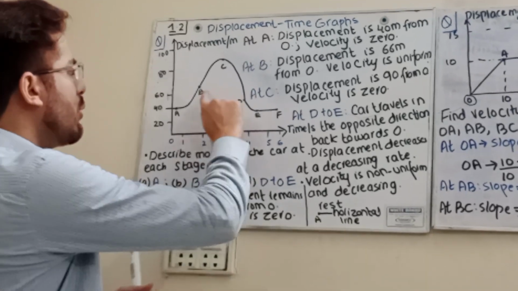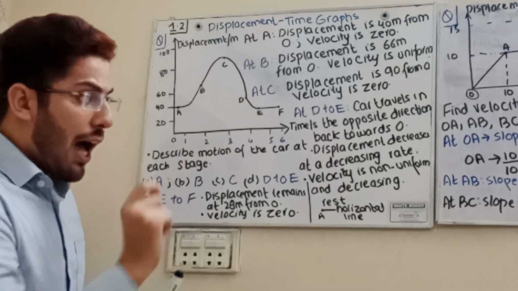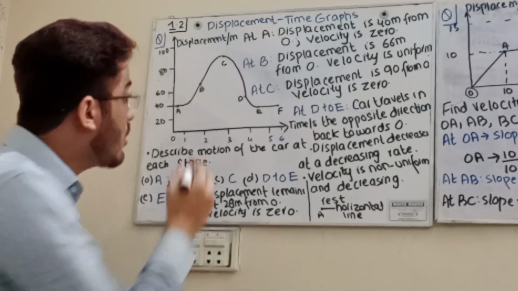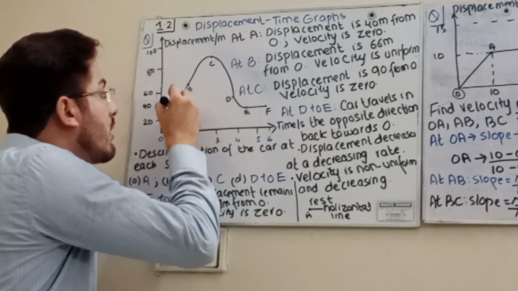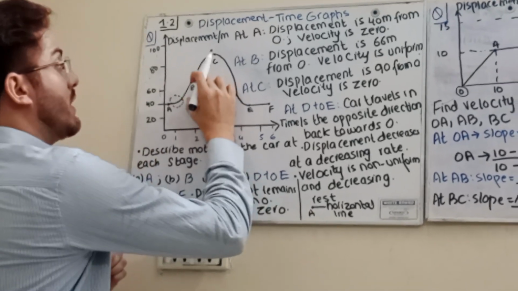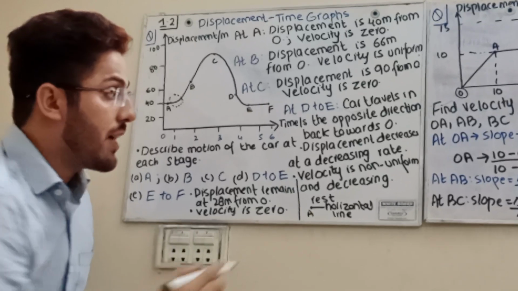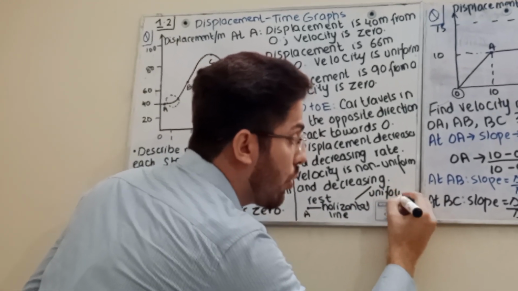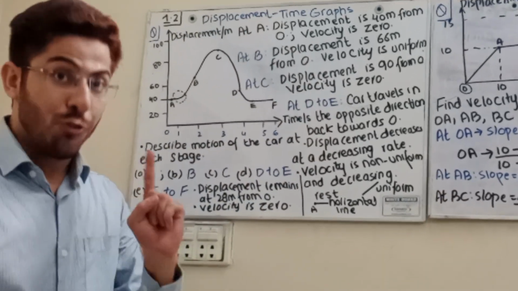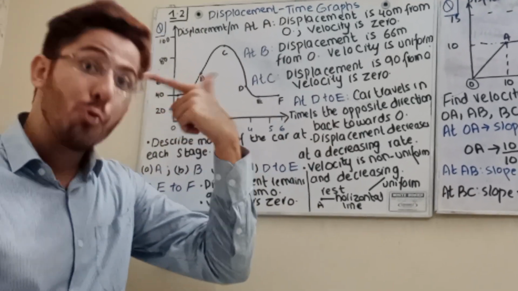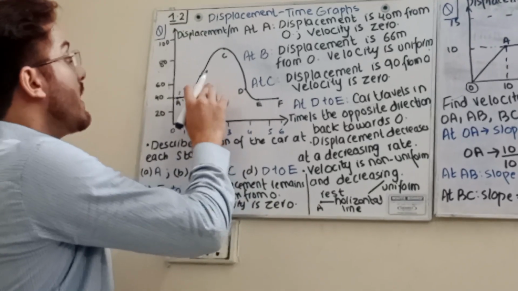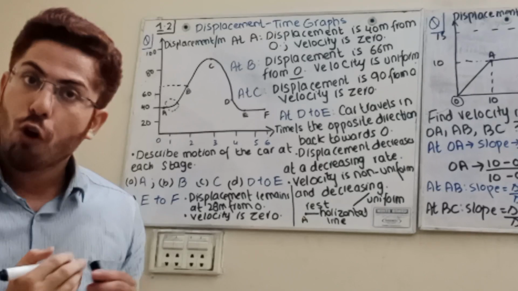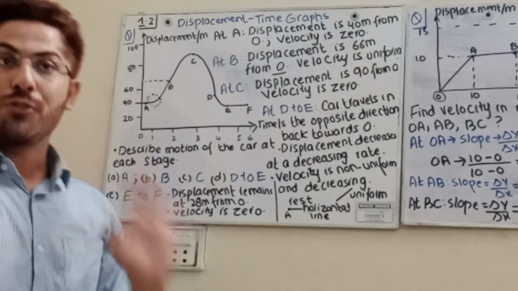Now focus. What about point B? Student, you need to focus. B is basically a straight line. We are not going to see this area, student, okay? We are going to see this area. I told you, student, this area is for uniform speed, or uniform velocity. If you remember, I know you are recalling your concept. At B, you are going to see displacement is 66 meter from O and velocity is uniform.